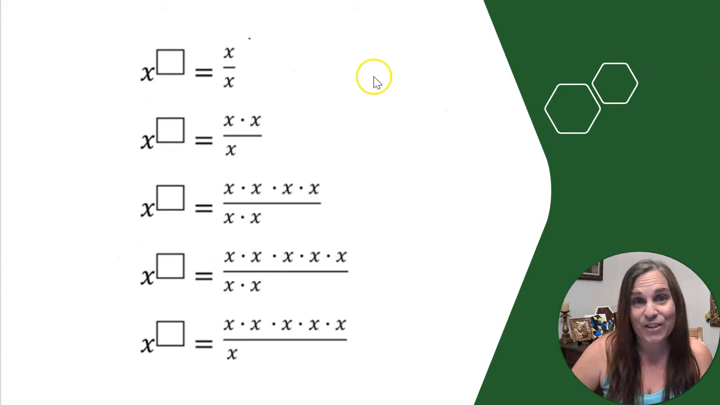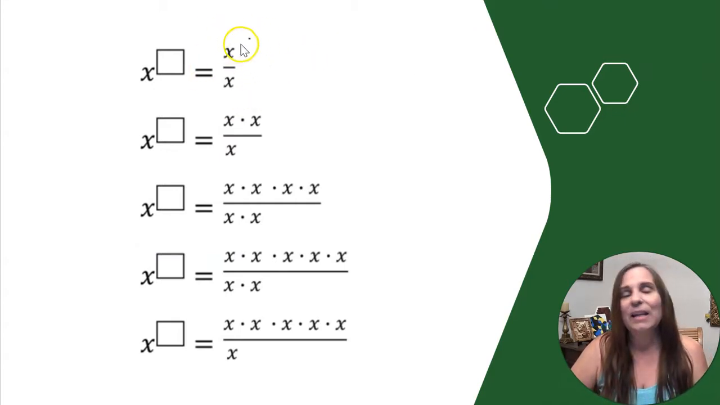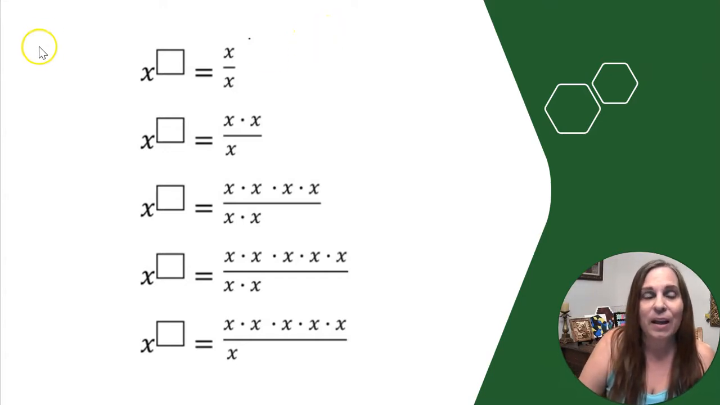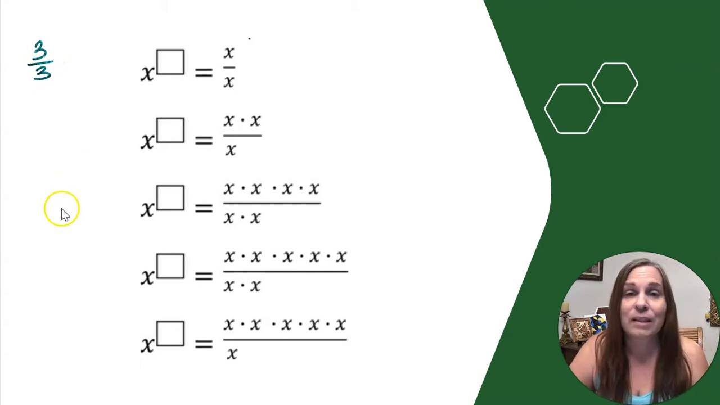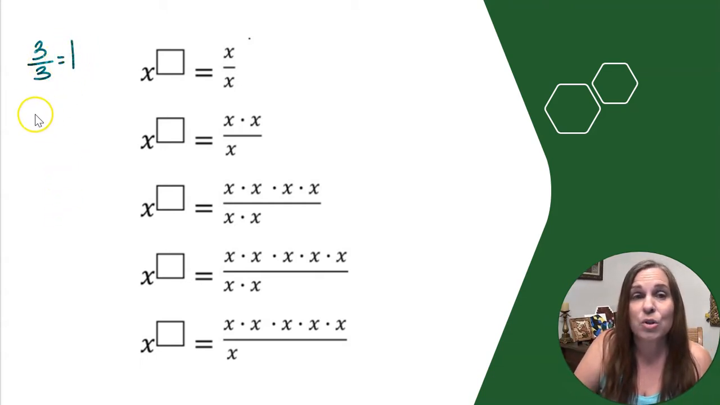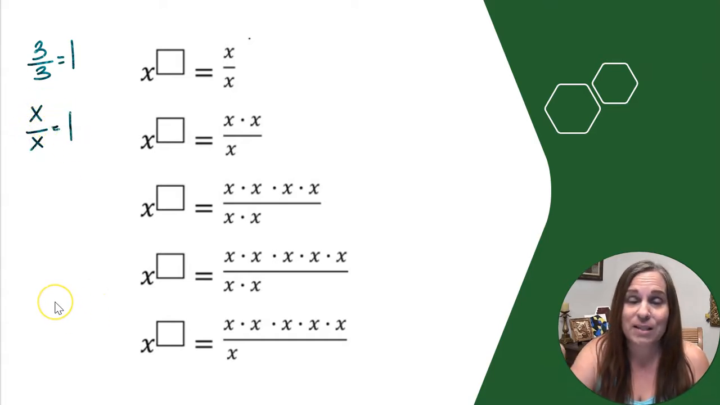Now let's take a look at division. So in this first example, any number over itself, for example, if I have 3 over 3, any number divided by itself, we know, is 1. So x divided by x is no different, right? Because that represents a number. So every time I have x over x, that's just going to equal 1.